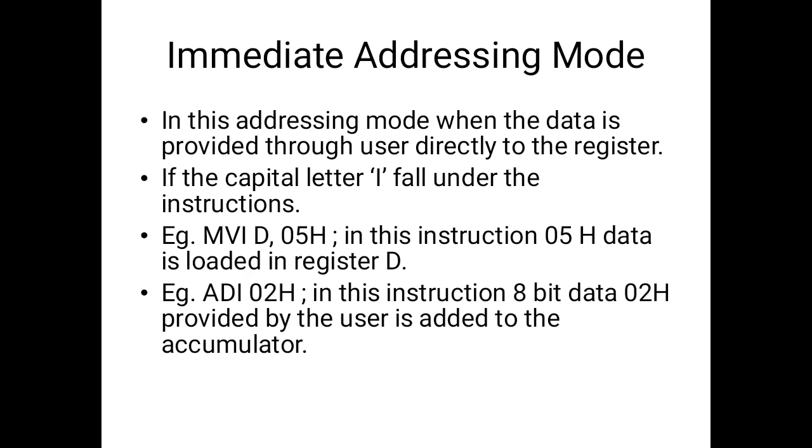Immediate addressing mode. In this addressing mode, the data is provided directly to the register, or we can say the letter I falls under this instruction. For example, MVI D, 05H. In this instruction, 8-bit data 05H is loaded to the register D. This 8-bit data 05H is provided by the user.